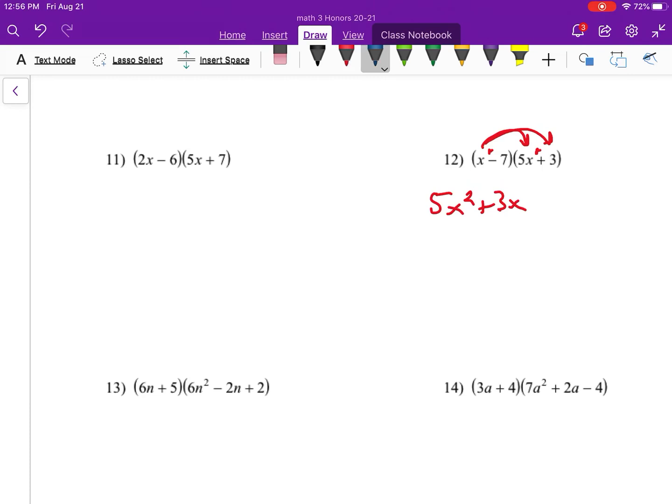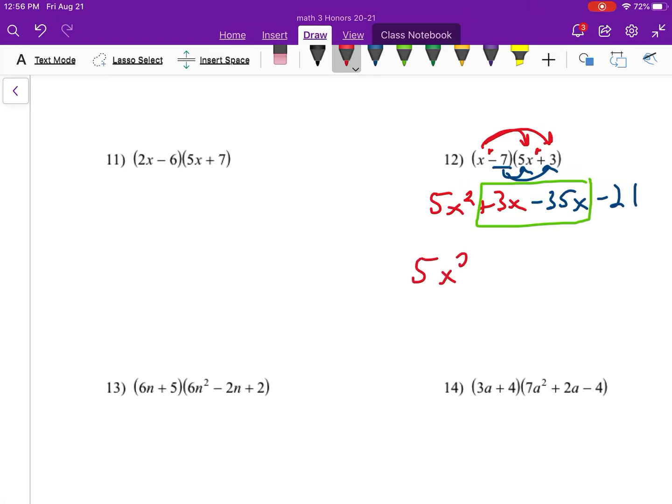And then when I say double distribution, all I'm doing is distributing this -7 now. And I get -35x minus 21. And now I just combine like terms just like we did before. The only things that need to be combined are these 2 middle terms. And now I'm going to keep the outside terms the same color.